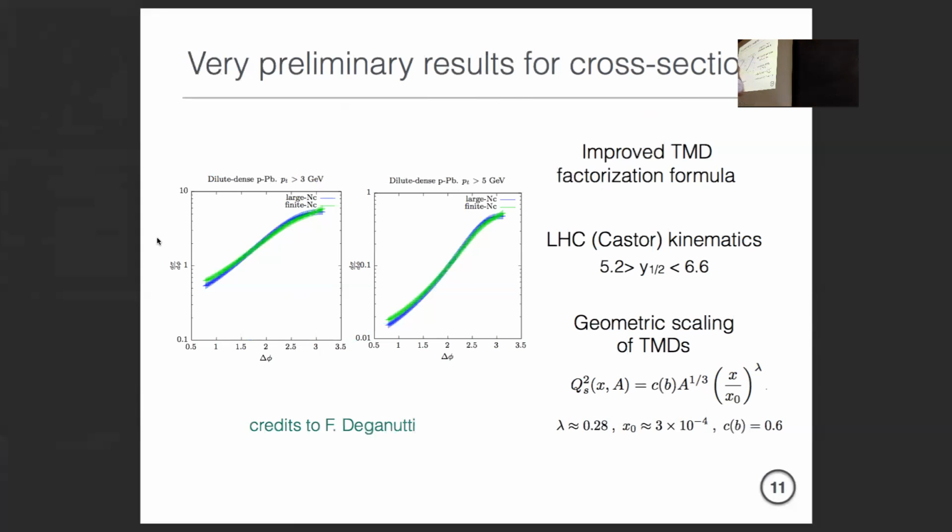So this is the closest we have gotten to actual phenomenology. Now that we have all the TMDs ready, we'll continue to calculate there.